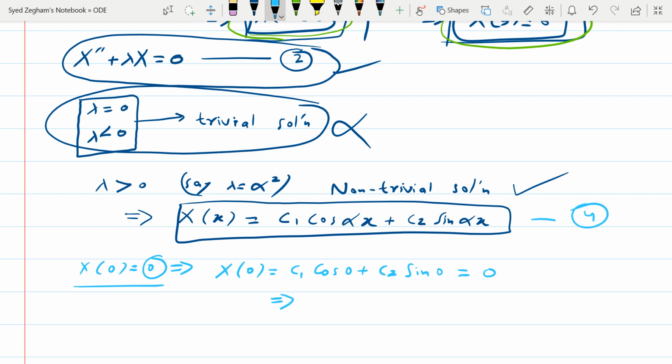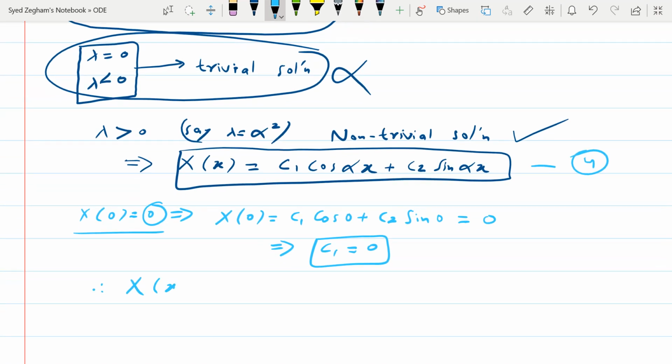What does this give us? C1 cosine 0 is 1, so C1 plus C2 sine 0, that will be 0. So this gives me directly that C1 is equal to 0. Now what happens to my X? Therefore, this solution now becomes, the first part will become 0 because we have evaluated C1 to be 0. So X will be only C2 sine alpha x.